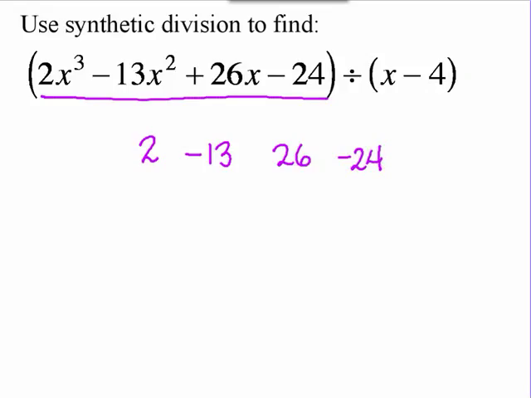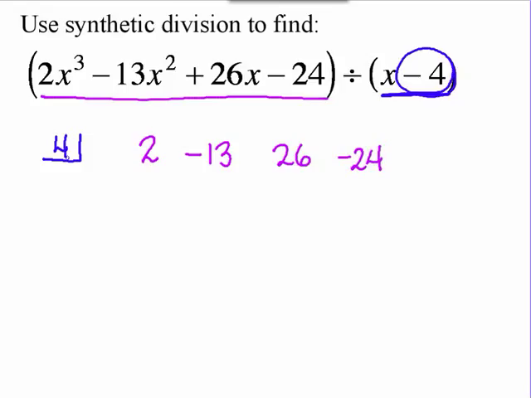Now I'm going to have to divide by something. Notice this is in the form x minus 4. It needs to be in the form x minus 4, x plus 4, so a variable minus or plus another number. What you're going to do is come out here and put a number in a little box there. The number I'm going to put there is the opposite of whatever number this is. So what's the opposite of that? 4.